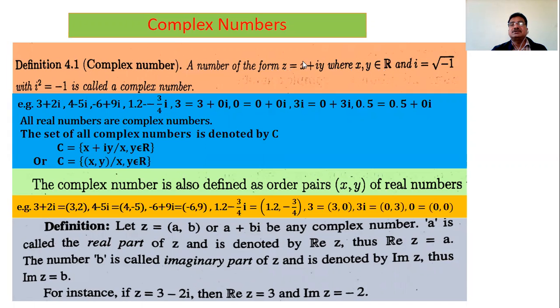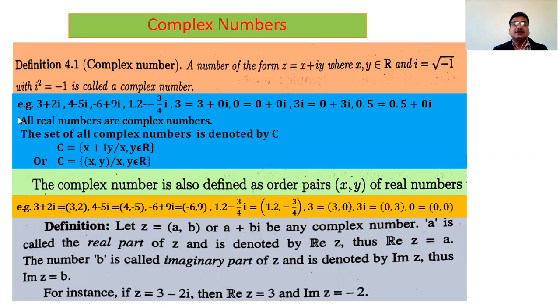That is, x and y may be in decimal point form, or fractional numbers, negative numbers, positive numbers, maybe integers. And what is i? i is root minus 1, which means i square is minus 1. Numbers of this form, x plus iy, are called complex numbers.